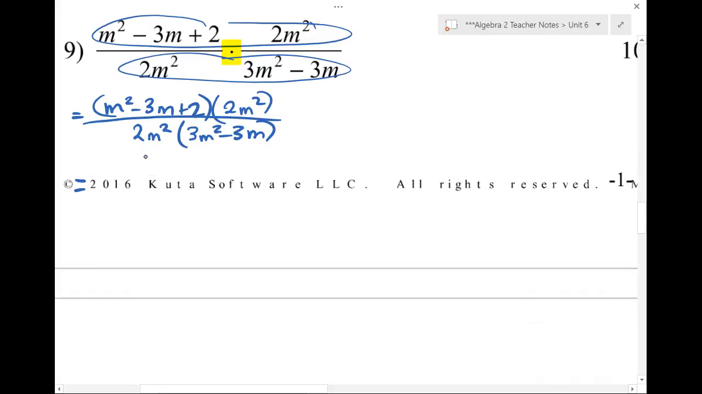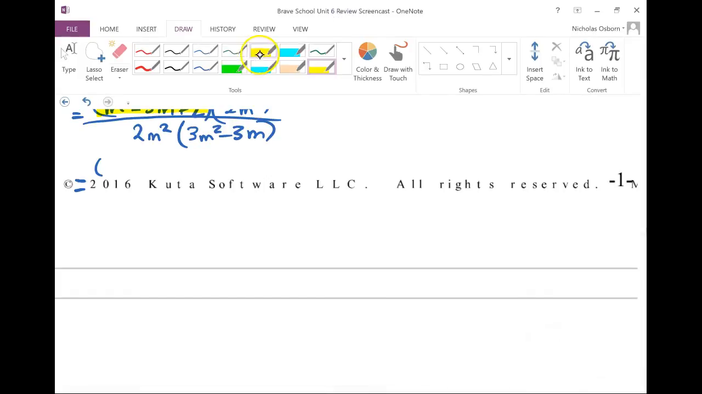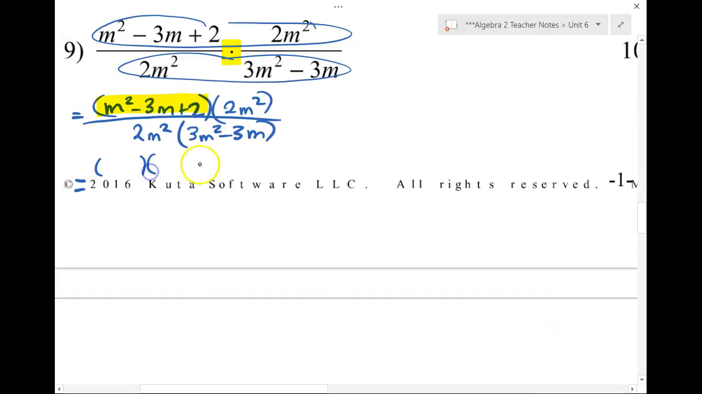Now, what we want to do is break down these trinomials and binomials. And we're going to do that by first, this one to the top left, this trinomial, I'm going to factor it, reverse FOIL. Okay, so I know I'll have m here, and I know that 2 times 1 equals 2, and I know I can combine a 2 and a 1 to make negative 3, so that'll have to be minus and minus.